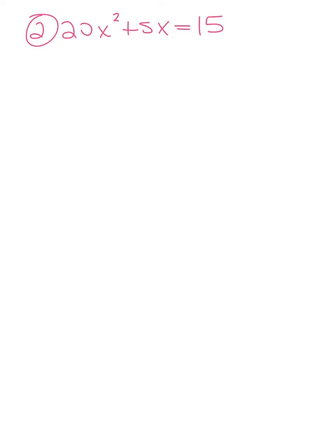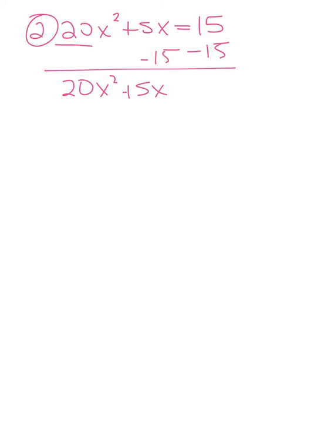Now in number 2, we don't have our equation set equal to 0, so that's the first thing I need to do. I notice that my leading coefficient is positive. I have a positive 20, which is what I want. So I'm going to leave that on that side. I'm going to bring this 15 to the other side. And I have 20x squared plus 5x minus 15 is equal to 0.